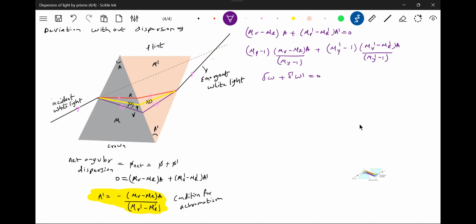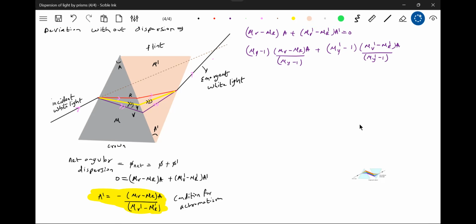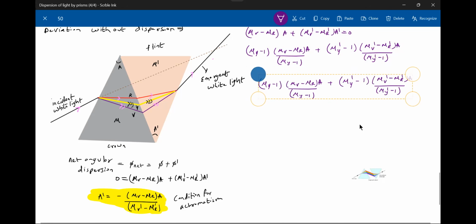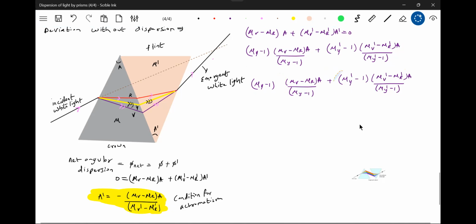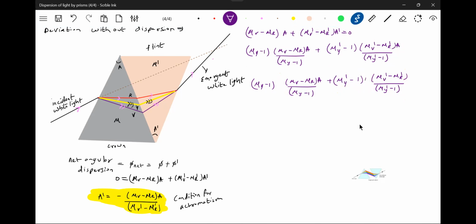Sir, how are you writing directly? Mu I minus 1 into A. I'll write one more step. Can you write this A here? So what is this quantity? What about this quantity?